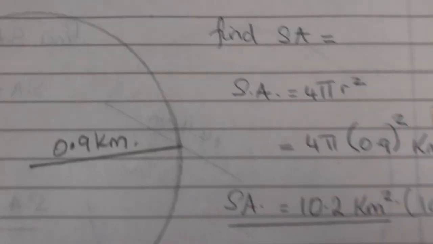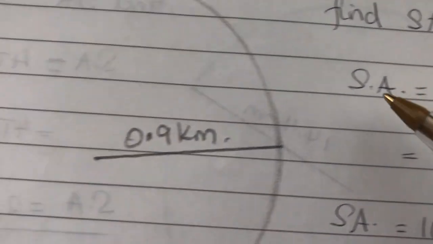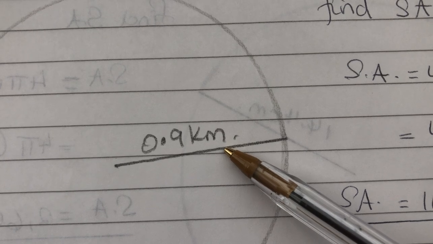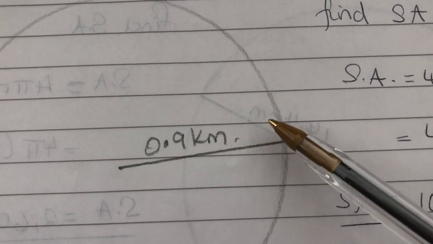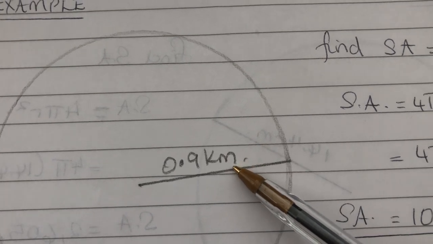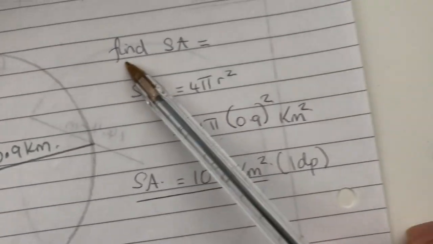Let's look at a couple and we'll stop here. So another one, 0.9 kilometers. Okay, it's important. So your surface area will be kilometers all squared.